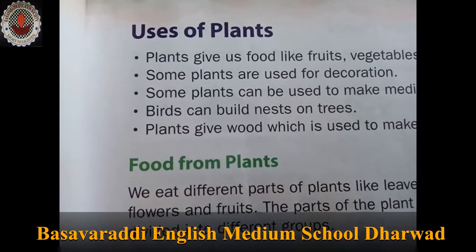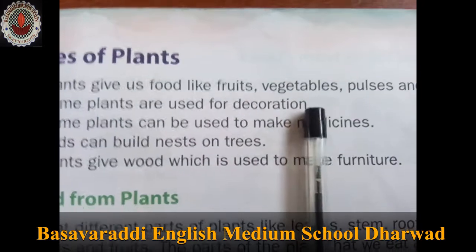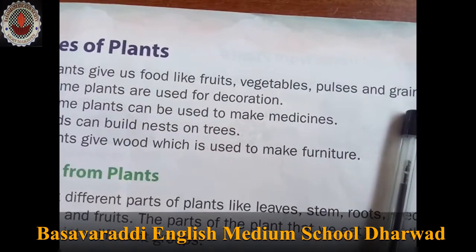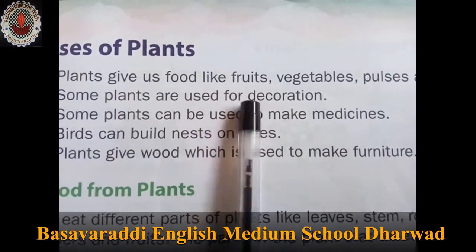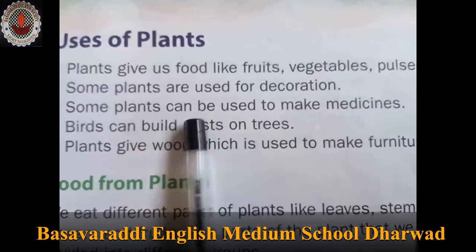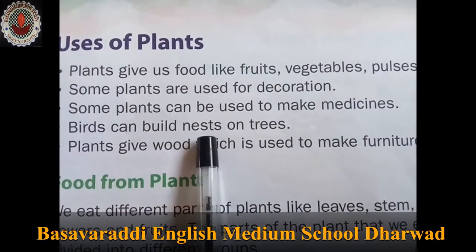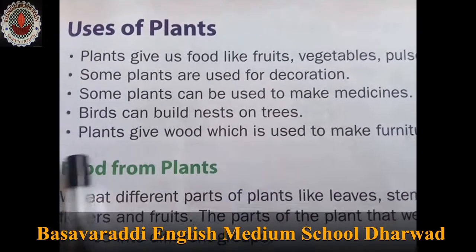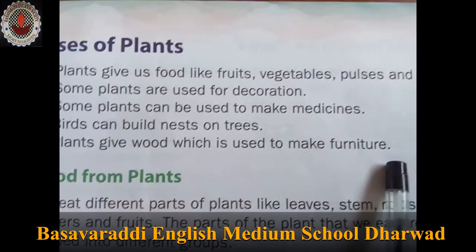Uses of plants. Plants give us food like fruits, vegetables, pulses and grains. Some plants are used for decoration. Some plants can be used to make medicine. Birds can build nests on trees. Plants give wood which is used to make furniture.